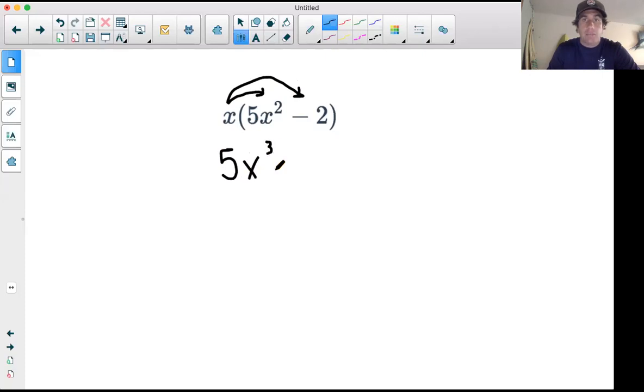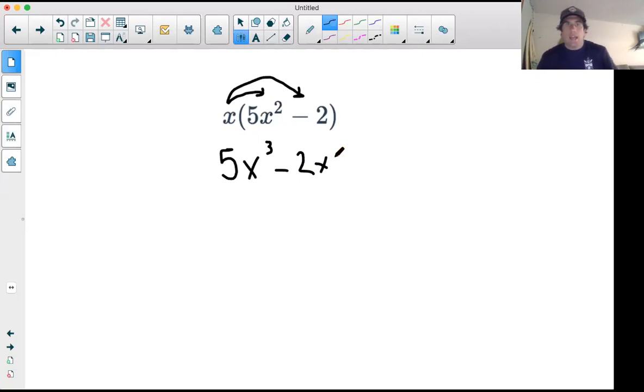And then x times 2 is just 2x. So it should keep the minus. And then x times 2 is just 2x, guys. Simple. That's it. You can't combine anything else here. This right here has a 3 as an exponent. This has a 1. Different terms, okay?